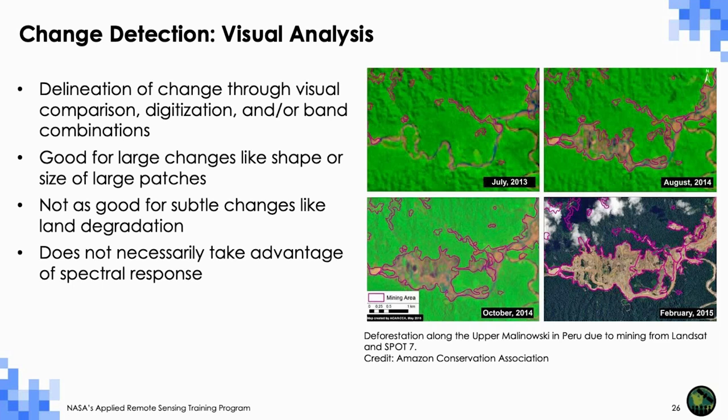And this example here shows the hand digitization of deforestation patches in Peru. And for our GEE activity, we'll calculate our vegetation index and simply compare maps from different years to visualize change. And that'll be our type of visual analysis that we complete during the session.